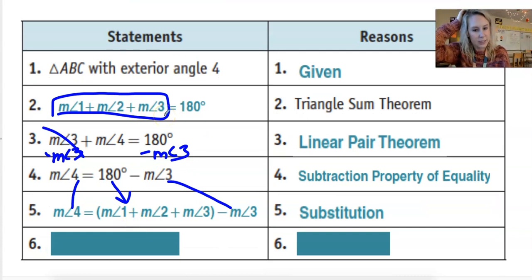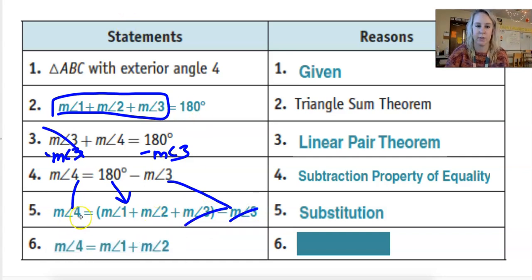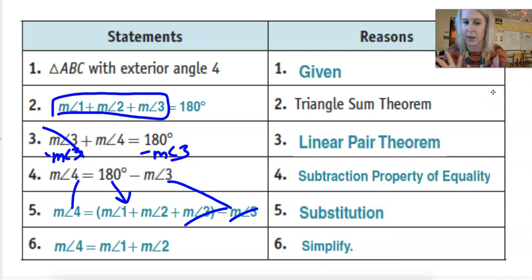And last but not least, a positive angle 3 and a minus angle 3, they're going to cancel each other out, leaving you with the measure of angle 4 is equal to the measure of angle 1 plus the measure of angle 2 because they simplified. And that is the exterior angle theorem. The two inside angles added are going to equal the outside. And that's why it exists, and that's why we use it in geometry. So cool. Okay. All right.